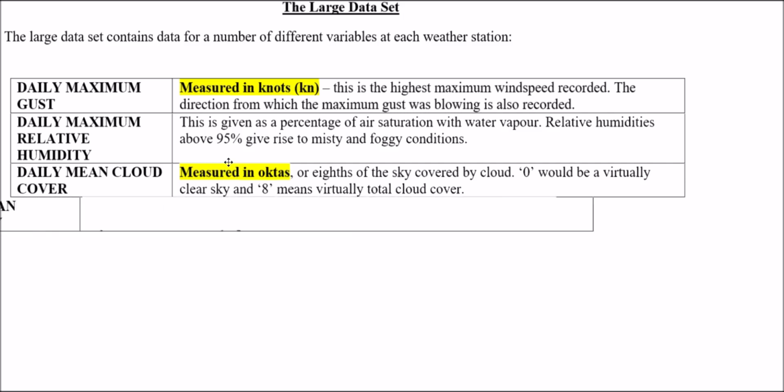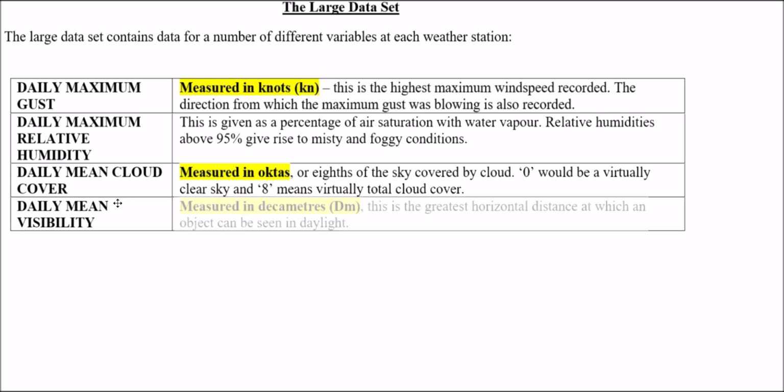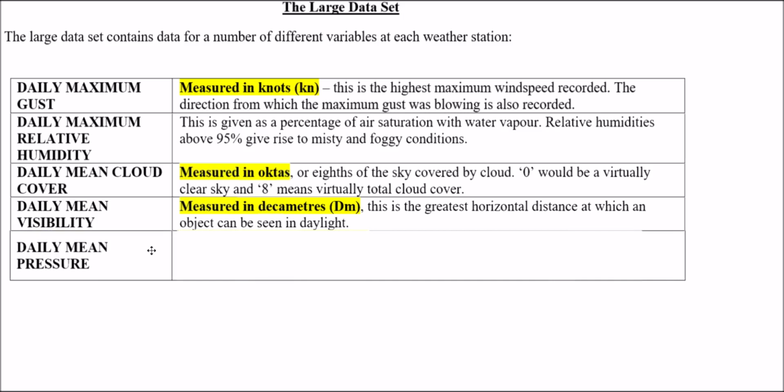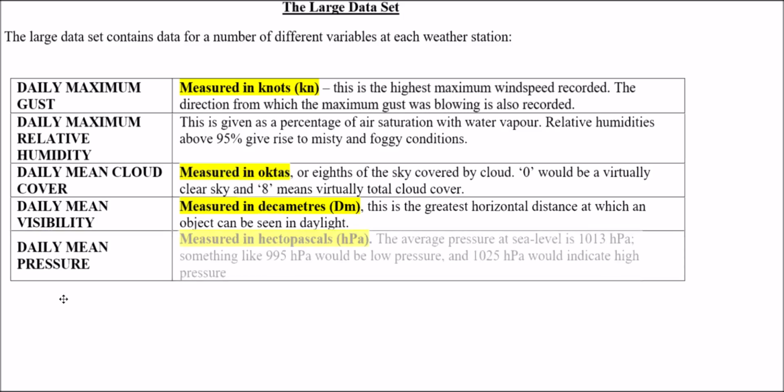Finally, we've got daily mean visibility, and this is measured in decameters, which is tens of meters. It's the greatest horizontal distance at which an object can be seen in daylight. Oh, one more, sorry. Daily mean pressure, almost forgot. The daily mean pressure is measured in hectopascals, and that's the same as a millibar.